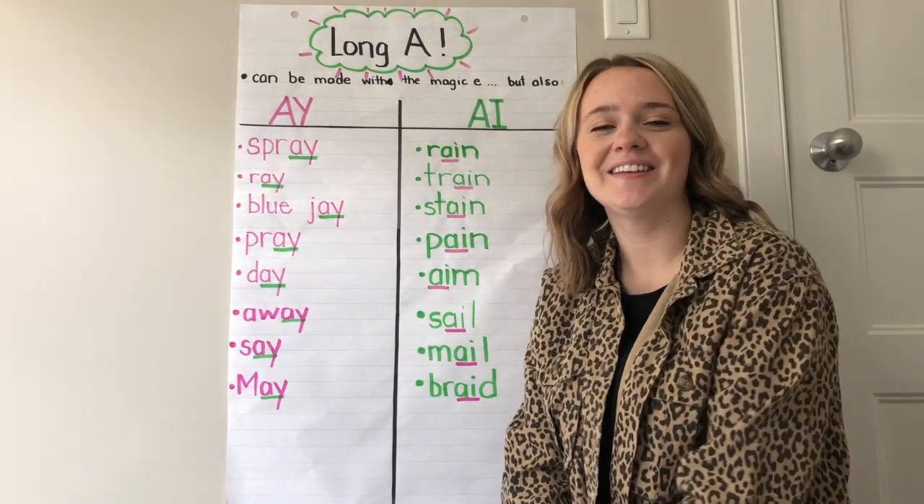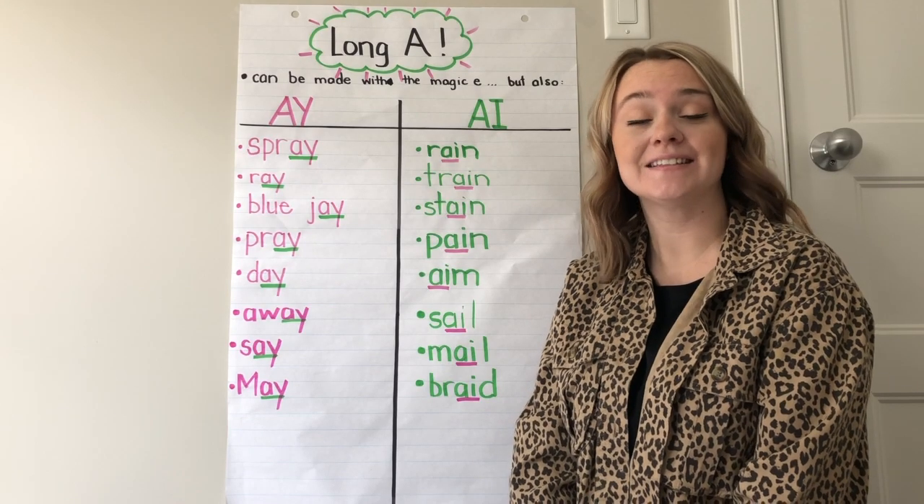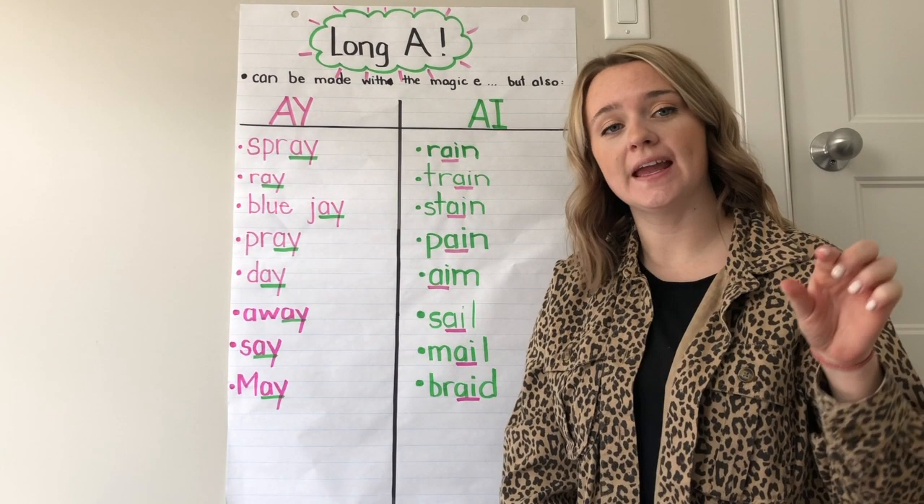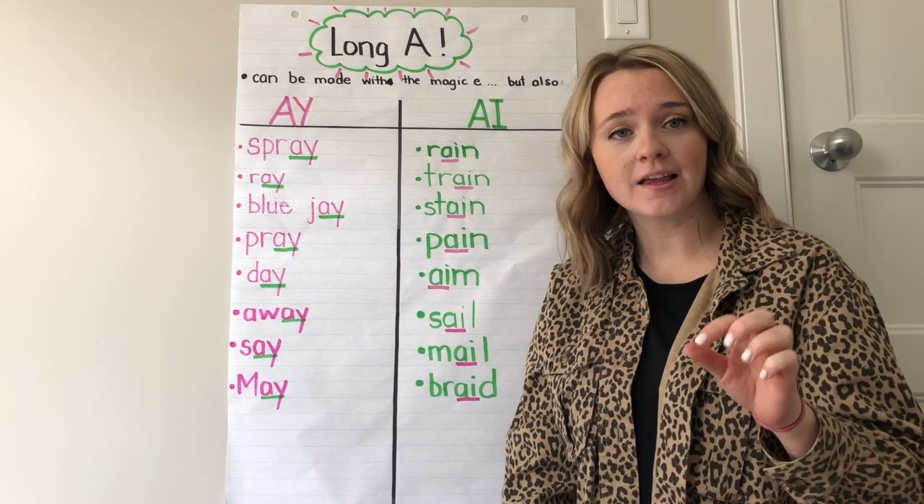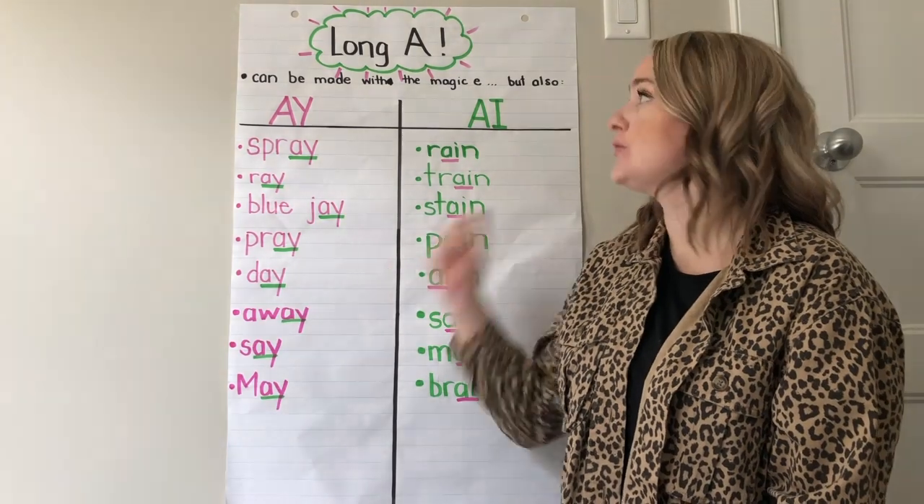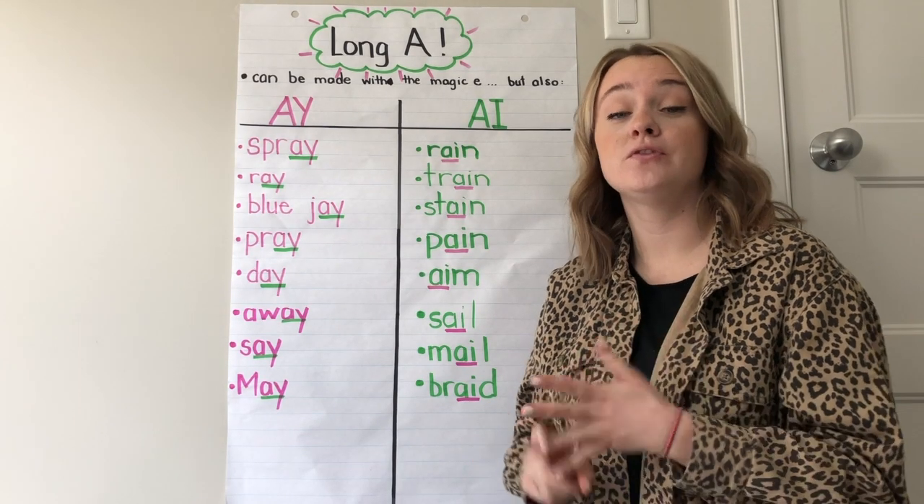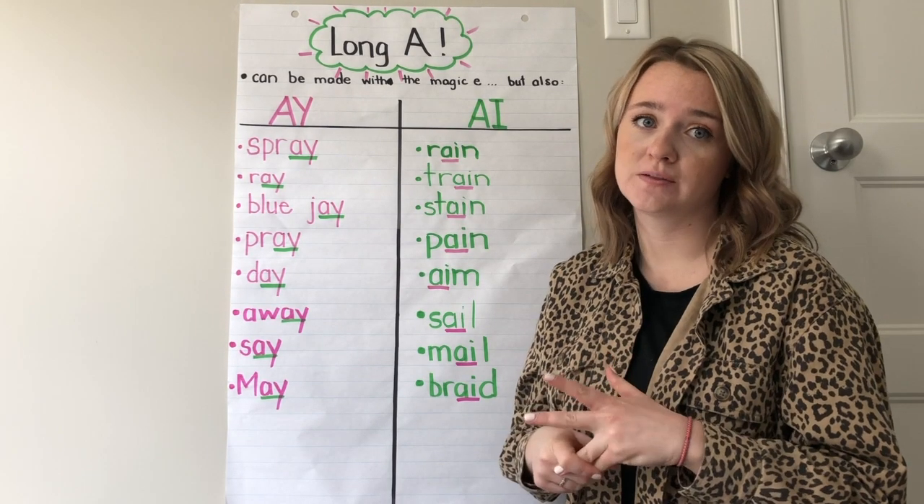Again, grade ones. Today we're going to be talking about our long A sound. Remember, the short A sound is just "a," but our long A sound is "ay." There's a few ways to make the long A sound when we're writing, and a few ways to sound it out when we're reading as well.